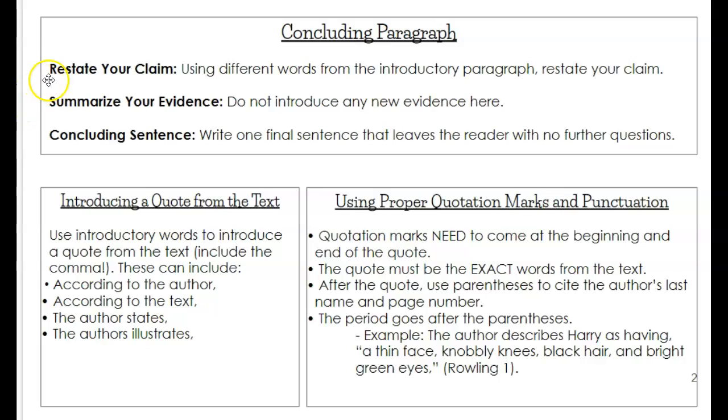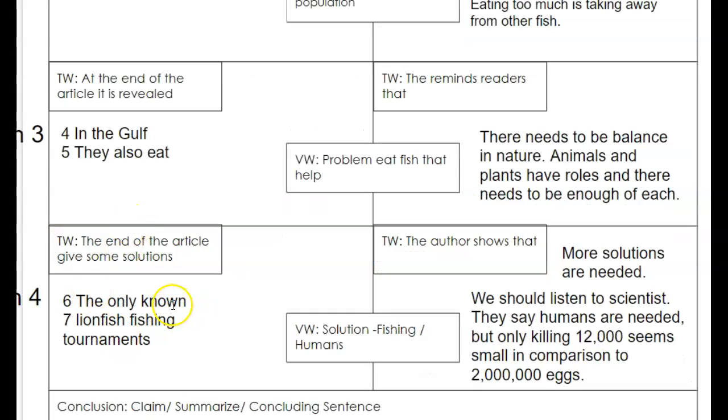So you need to restate your claim, summarize your evidence, no new evidence, and in your concluding sentence, you need to write one final sentence that leaves the reader with no further questions. I would also like to note that there are some notes here in terms of introducing a quote from a text and using proper quotation marks and punctuation to help show everything. So here are our body paragraphs.